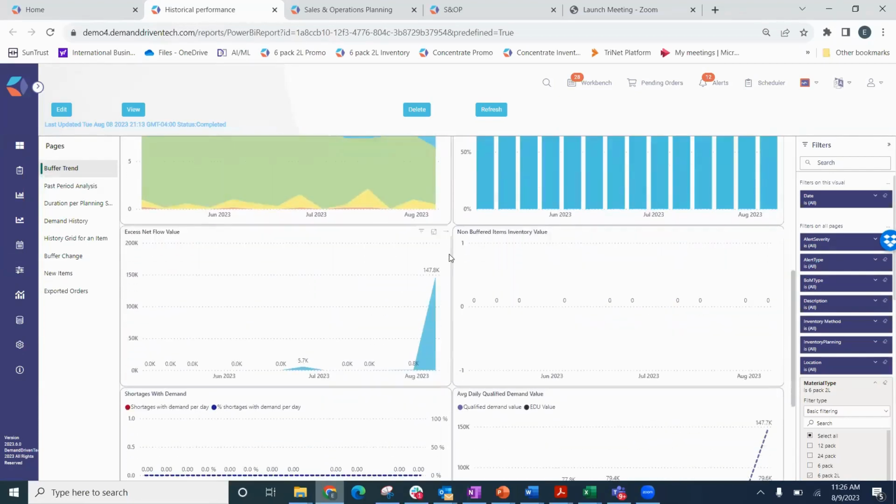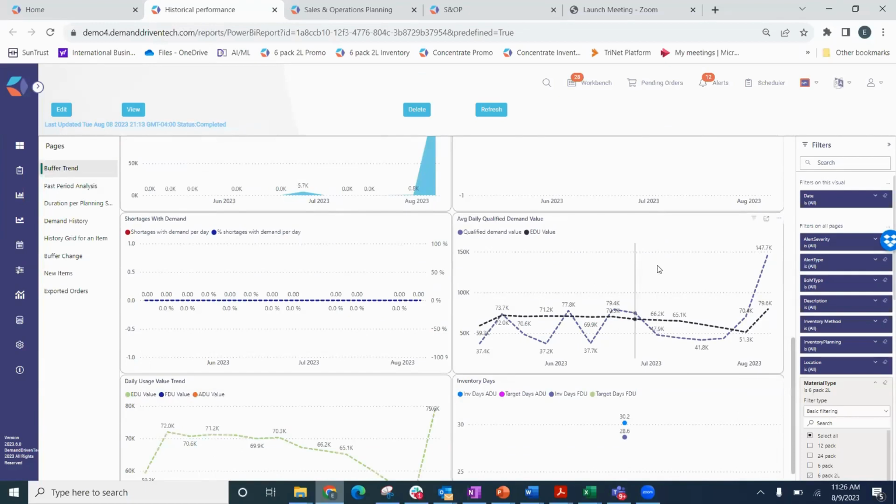If we scroll down here, we'll see another chart, which is, I think, very, very interesting, because clearly forecasting is out there. We want to see whether our daily usage value that we're using to size our buffers is in line with what our qualified demand value has been. The qualified demand is that actual demand that we're responding to. And you can see that in our case, there's been a good correlation. The purple line is the qualified demand. The black line is what the EDU value is.